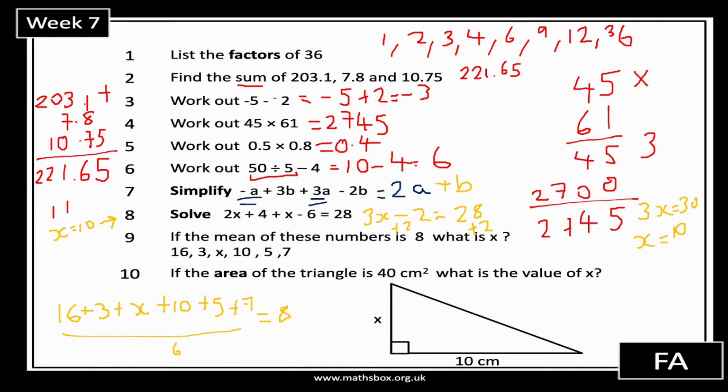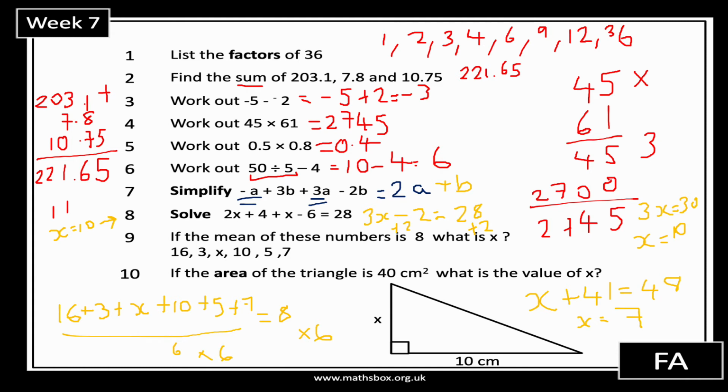So timesing 6 on both sides and collecting the like terms on the top. 16 plus 3 is 19. 19 plus 10 is 29. 29 plus 12 is 41. So I'm going to have x plus 41 is equal to 6 times 8. 8 times 6 is 48, so x plus 41 is equal to 48. Subtracting 41 on both sides, we get that x is equal to 7. Okay, so that's my answer for question number 9.